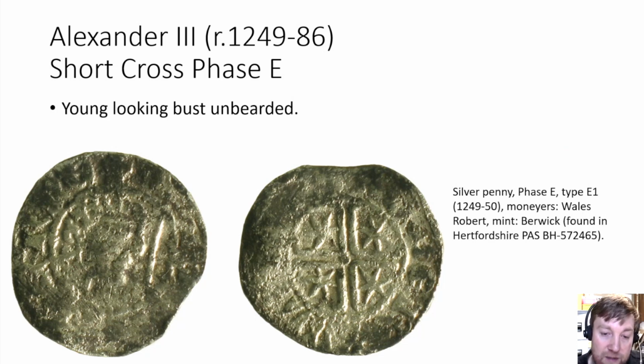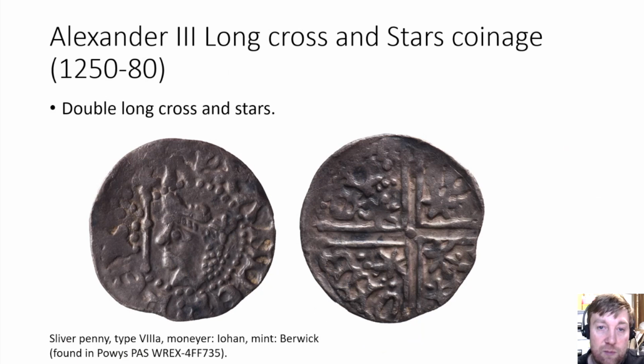It's also worth noting, as I mentioned earlier, that conformity was reached in 1195 with the English coins, and Scottish coins started to follow the English designs in more detail. In 1247, England initiated the double long cross coins, replacing the short cross coins, and in Scotland, in 1250, they followed. Alexander III's government introduced what's now known as the double long cross and stars coins, which is basically a double long cross dividing the entire reverse of the coin with a star in each angle.